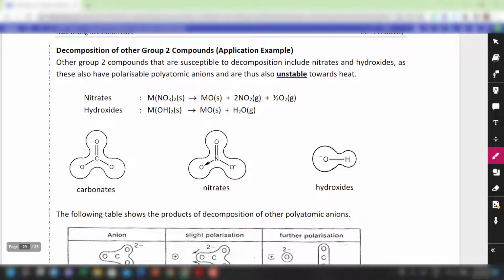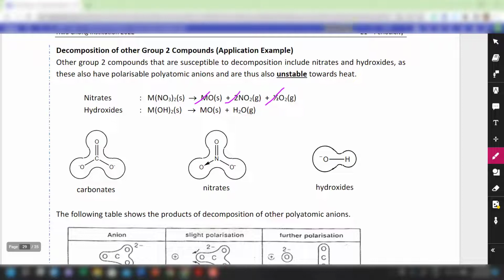Do take note that some of the earlier questions you might have seen in A levels might involve nitrates and hydroxides. The reason being, nitrates and hydroxides used to be in the H2 curriculum, but have since been taken out. So if any questions were to be asked, they are largely focused on application examples of decomposition. For nitrates, it will decompose to give us the corresponding oxides, NO2, as well as oxygen.